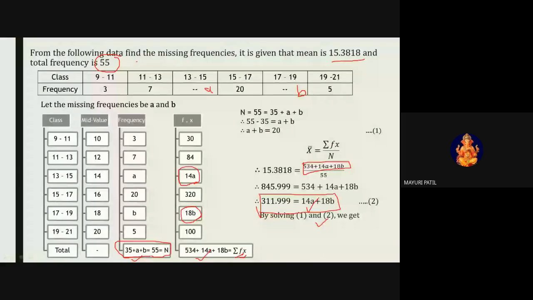This is 14A plus 18B is equal to 312. By solving, what will the A value become? A is equal to 20 minus B. The B goes to the other side with a minus sign. So that will be the value of A.